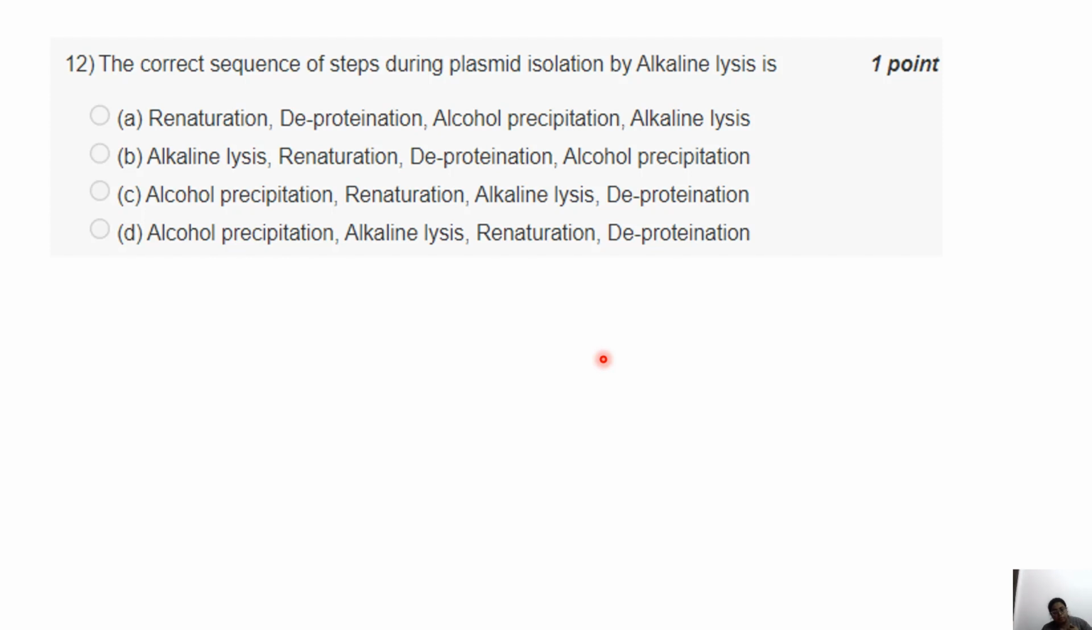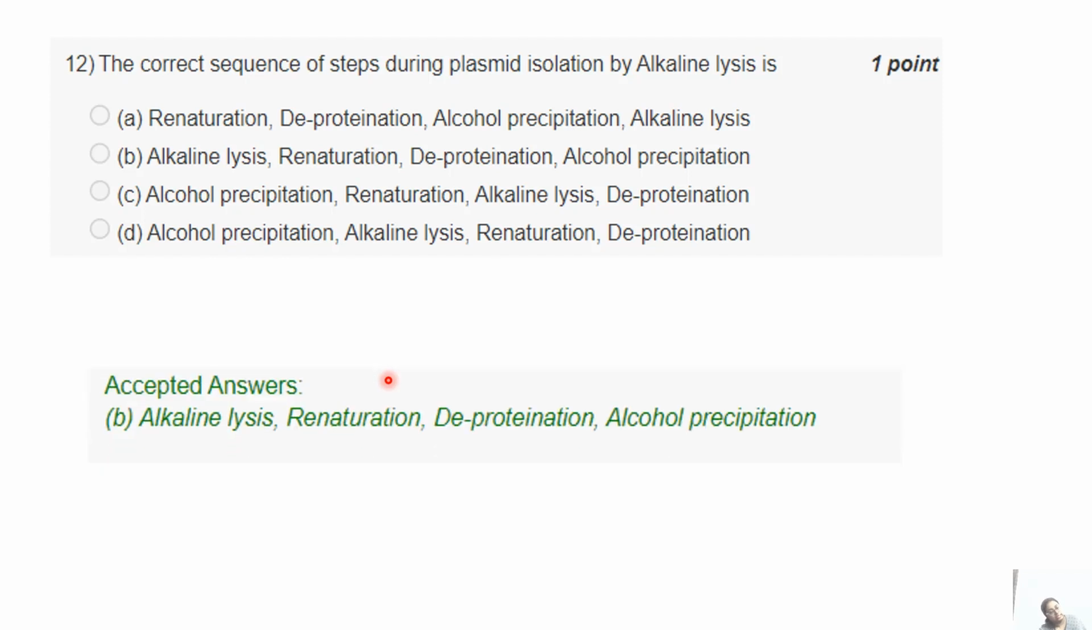Option B or D? Which one? Can you read out the option? Alkaline lysis, renaturation, deproteination, and alcohol precipitation. So yes, the correct answer is option B. That is the correct sequence of steps during plasmid isolation by alkaline lysis.